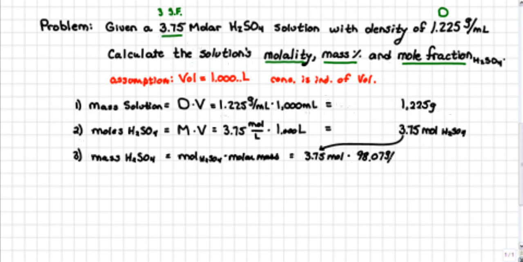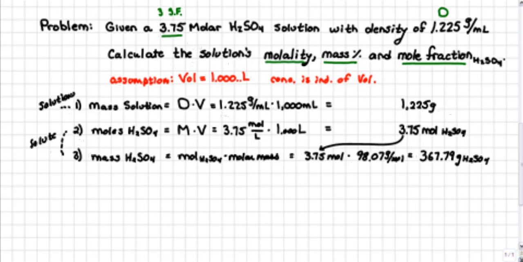98.07 grams per mole. And doing the arithmetic, it gives us that we have 367.79, and I'm being deliberate about holding on to a few more significant figures than I actually need here because I'll be using these numbers in a calculation to come. 367.79 grams of sulfuric acid are actually present in this 1 liter of solution that we've imagined. Now, steps 2 and 3 obviously refer to the solute. Step 1 refers to the solution.